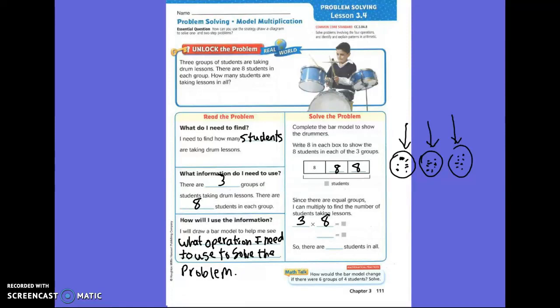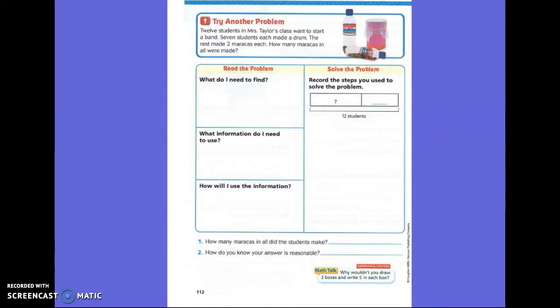So now you have to figure out 8 plus 8 plus 8. You see, multiplication and addition, you have to use addition to help you with multiplication, guys. You have 3 8s. That's 3 times 8, but you have to add all 3 8s. So you have 8 plus 8, which is 16. And then 16 plus 8 more is 24. So there are how many students in all? 24. Okay, go to the next page after you have written that down.